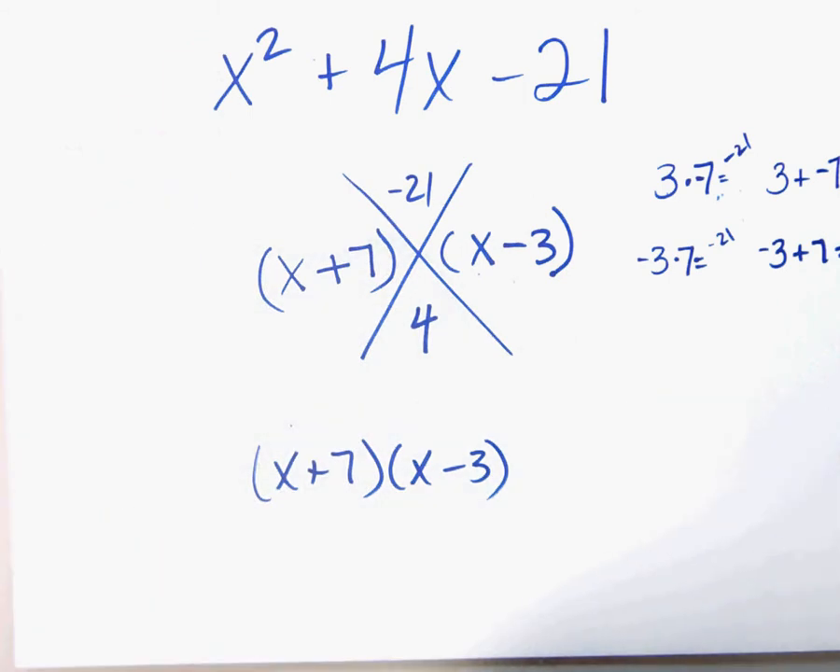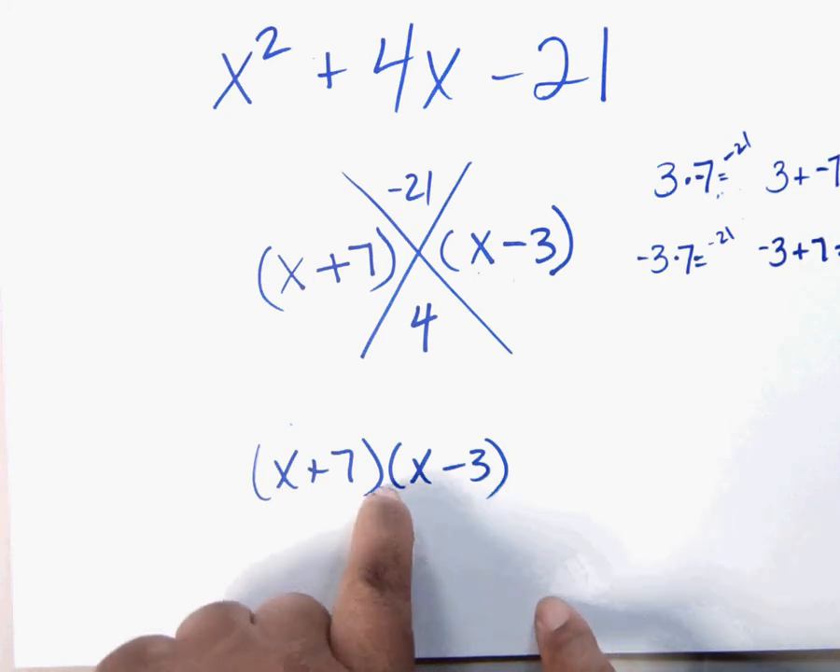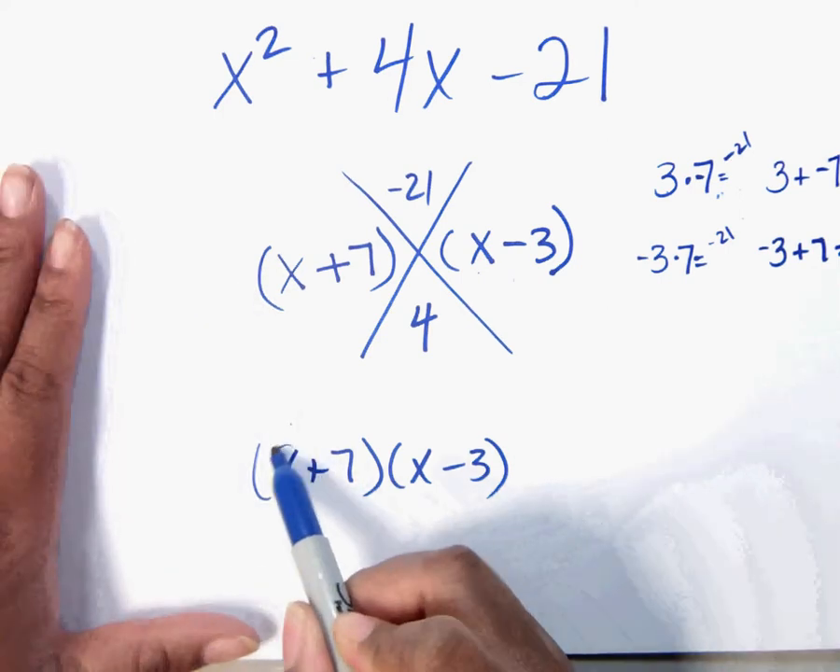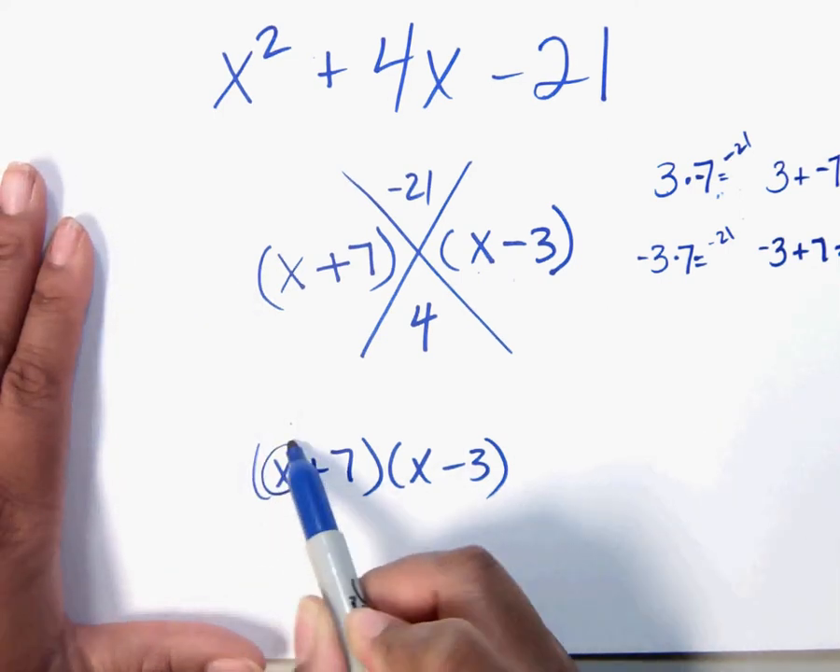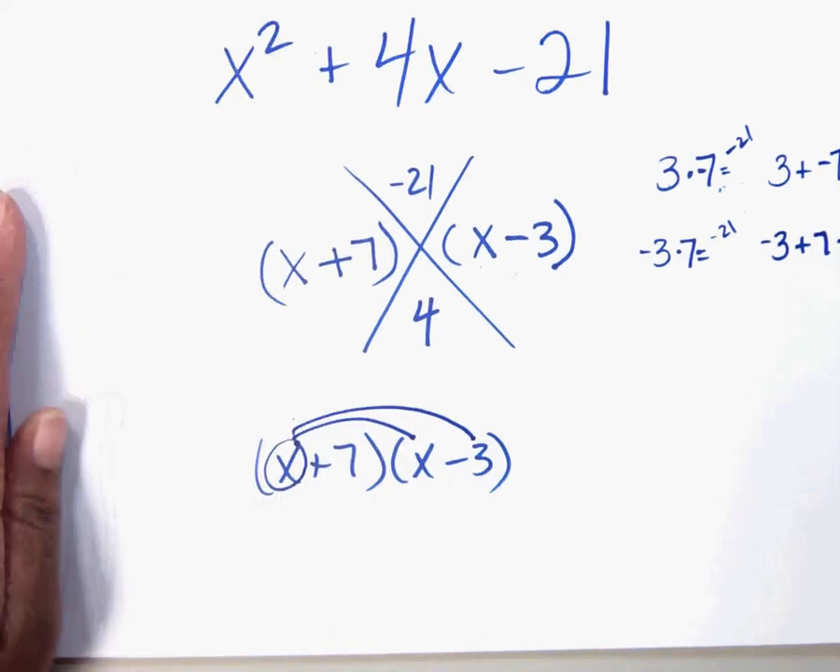To check it, you have to multiply. How do I know to multiply? There's nothing between these parentheses. So that means multiply. Okay. We're going to use kind of a pass out method, kind of like a distribute method. I need to take this x and multiply it to him and to him. Does that make sense?